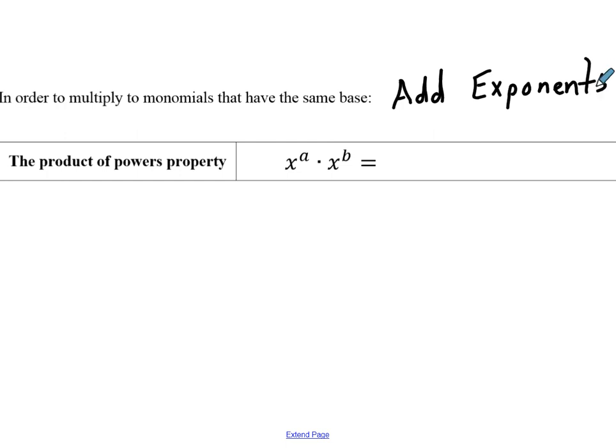What does that mean mathematically? That means if we have the product of powers, we're simply going to have, if we have x to the a times x to the b, our answer is going to be x to the a plus b.